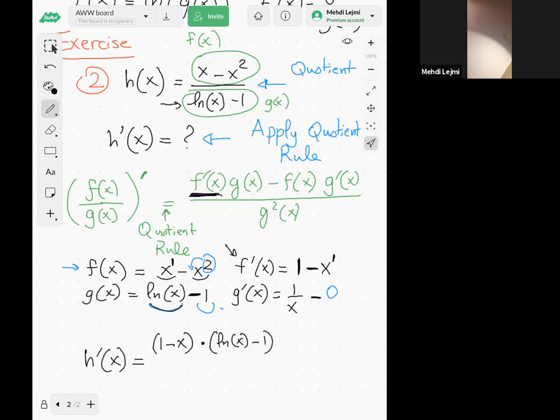All right, and then there's a minus. There's this minus here. So here's my minus. f is the top. So minus x minus x squared times g prime of x. So what's g prime of x? Well, here's my g prime of x. It's just the 1 over x. 1 over x minus 0, of course, it's just 1 over x. So it's all over the square of the bottom. The denominator is ln of x minus 1, and then I have to put the square.